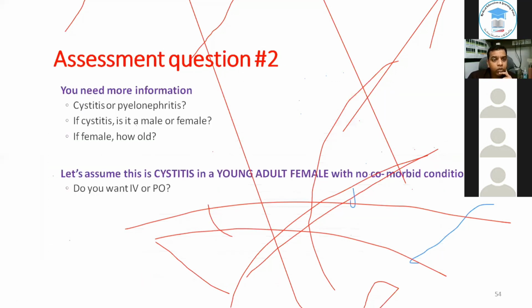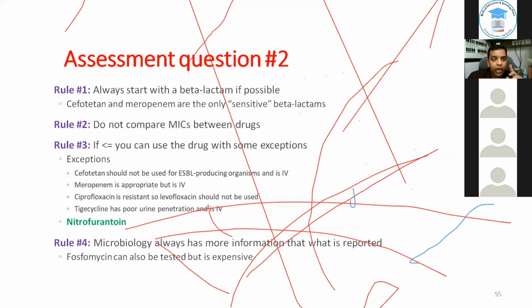Now, for the selection, as I said before, start with rule number 1: always start with a beta-lactam antibiotic. Cefoxitin was sensitive, meropenem was sensitive, but cefoxitin will not be selected because it's an ESBL-producing organism and that is resistant to cephalosporin. So cefoxitin will be avoided. Meropenem is also sensitive, but meropenem is IV. As far as possible, we go for orally administered drugs. So meropenem will be avoided.